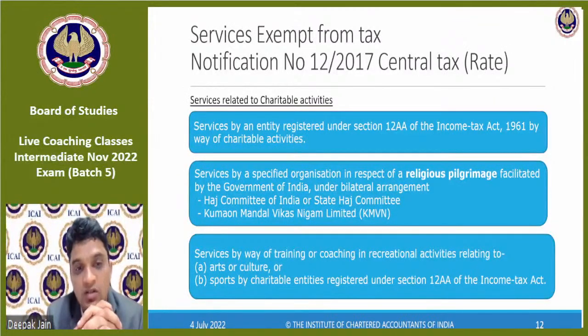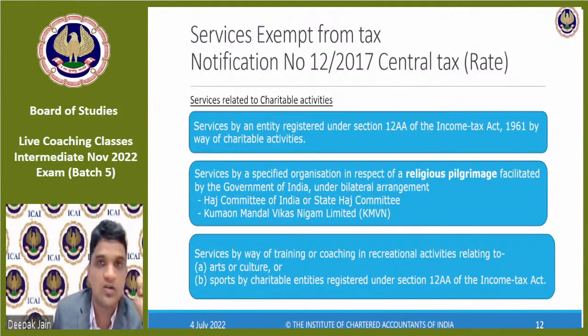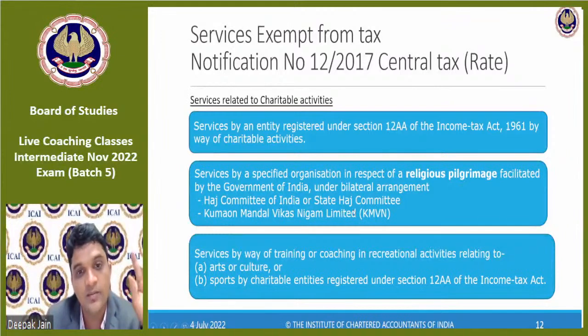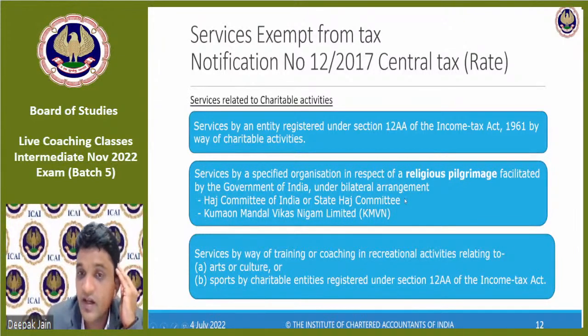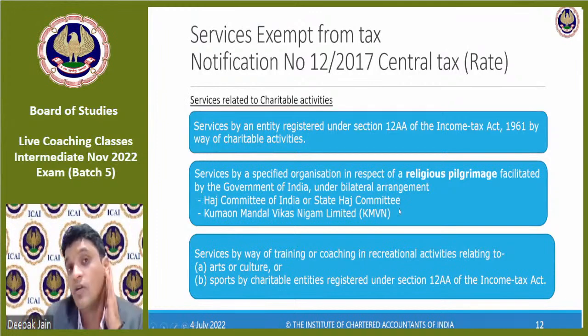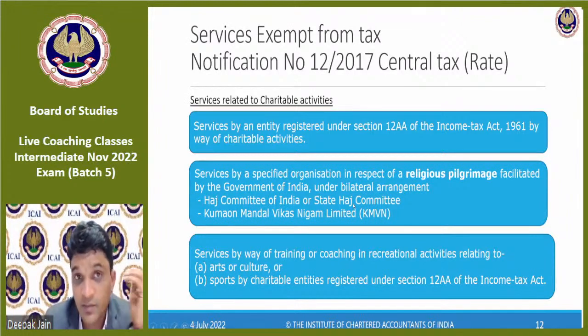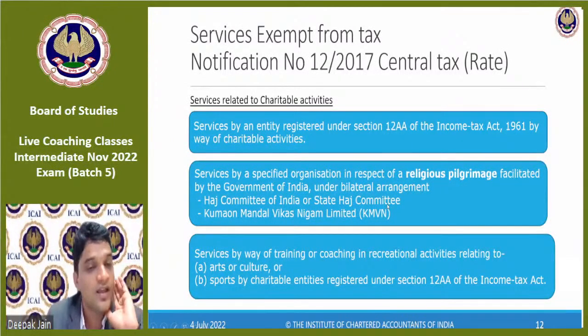Now, what are those organizations which are specified? There are two organizations specified: Hajj Committee of India or State Hajj Committee. The Hajj Committee of India could be the Central Hajj Committee or the State Hajj Committee. Generally the Hajj Committee will take you to Hajj, Mecca, Medina, right? Services by those organizations are exempted. So if the State Hajj Committee collects some charges, then that will be exempted.